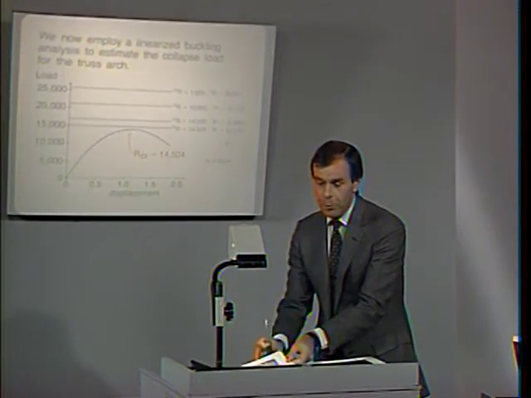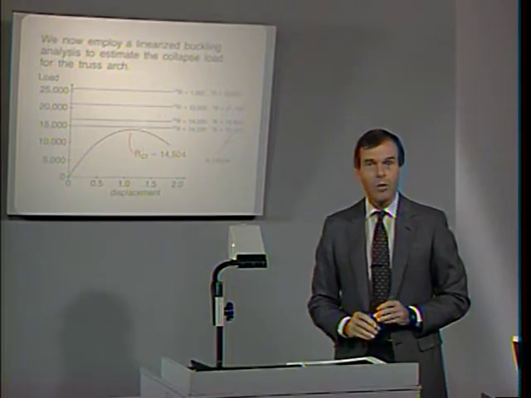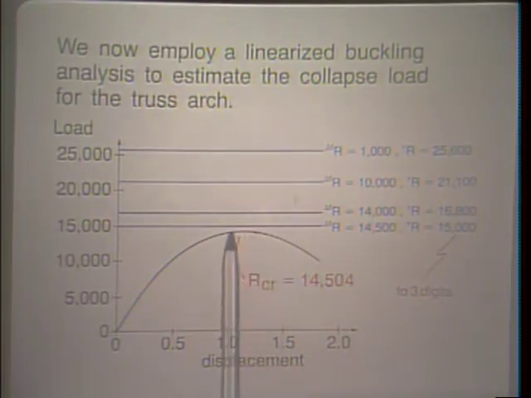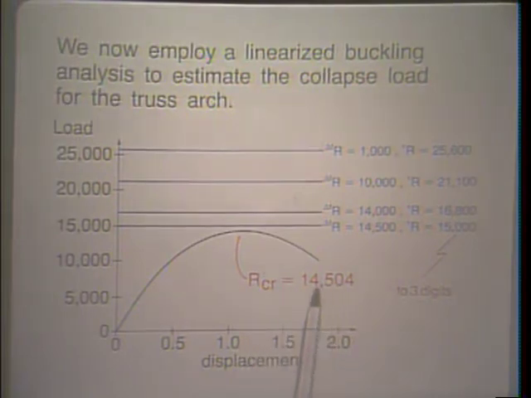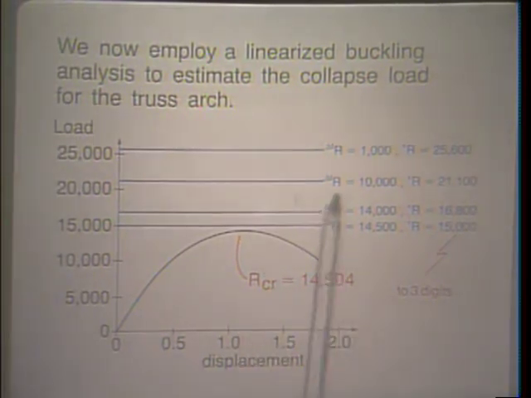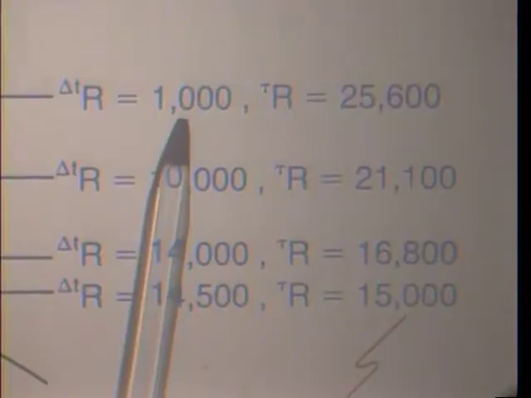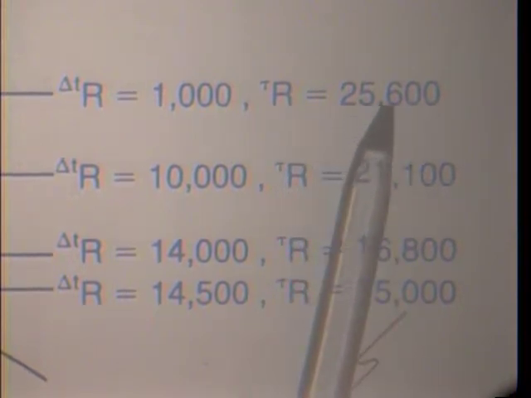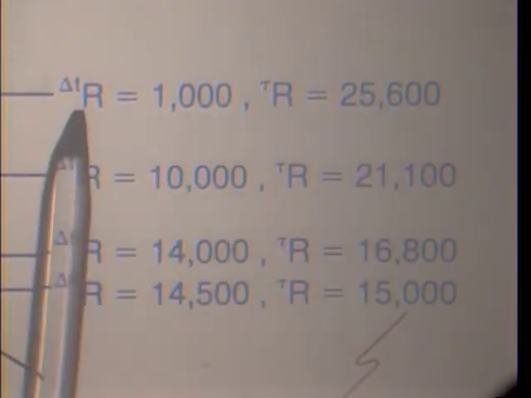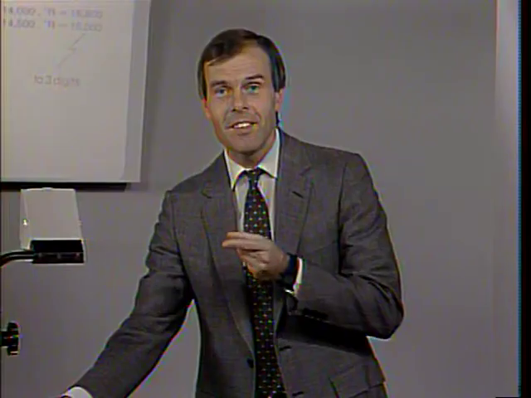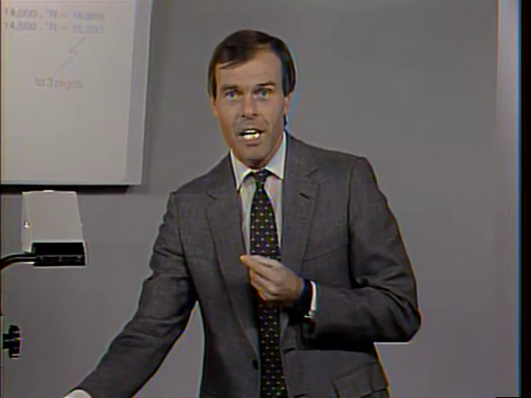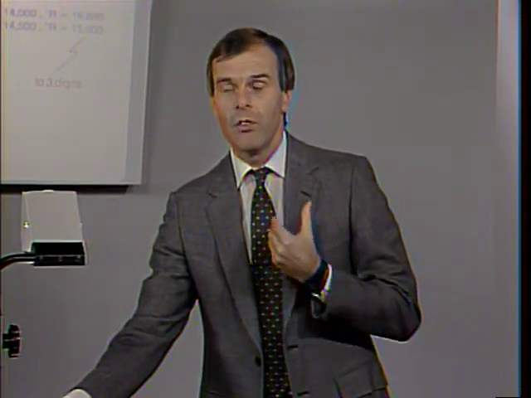Let us now perform a linearized buckling analysis for this same problem to estimate the collapse load for the truss arch. We talked about the algorithm that we're using for this linearized buckling analysis in the previous lecture. Here we have the actual load displacement curve. This is the collapse load that we would like to estimate in our linearized buckling analysis. Now, if we use delta TR 1000, our predicted collapse load is 25,600. Of course, our starting value, T minus delta TK, is equal to 0K. I'm now referring to the view graphs that we saw in the earlier lecture, where T minus delta TK is equal to 0K.